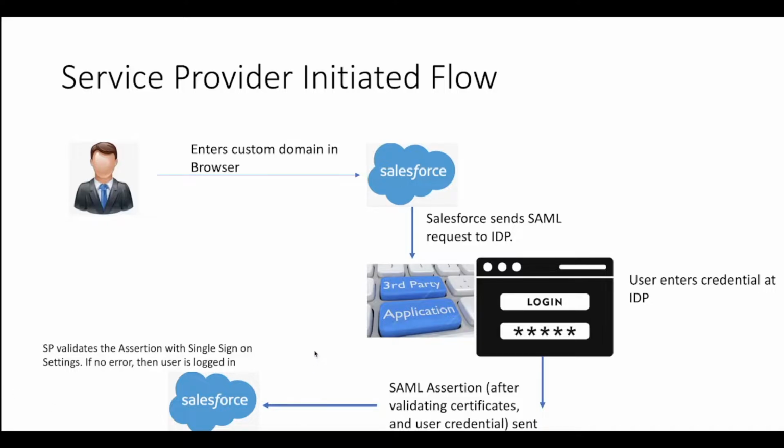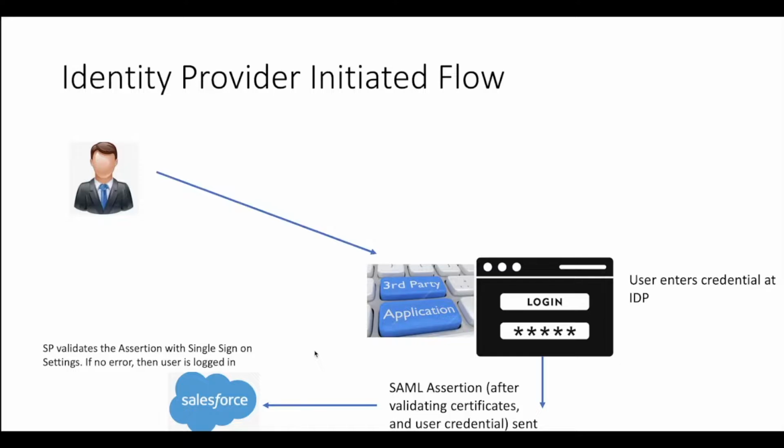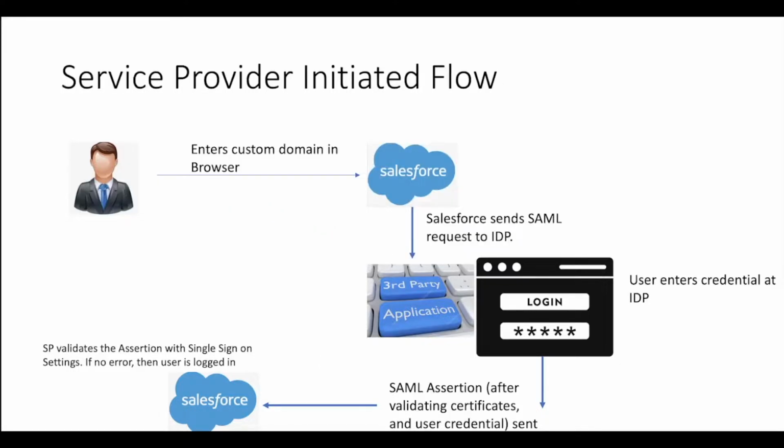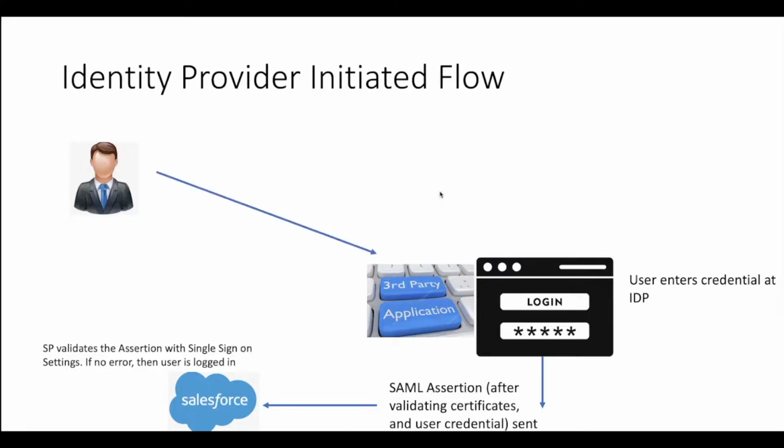Now let's go with the other flow, which is the IDP initiated flow. It's very simple. If you see what I did, I just removed two lines, first here and second here. I just removed them and it becomes the IDP initiated flow.